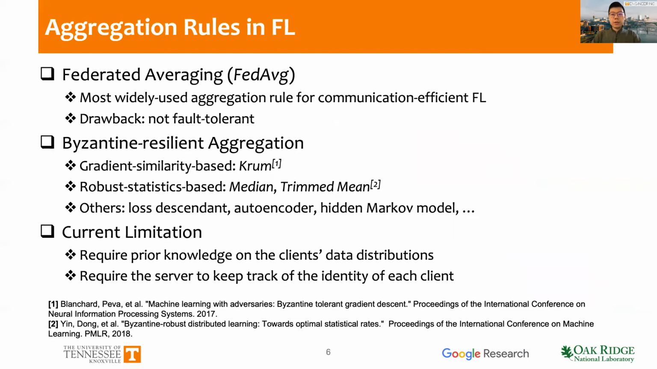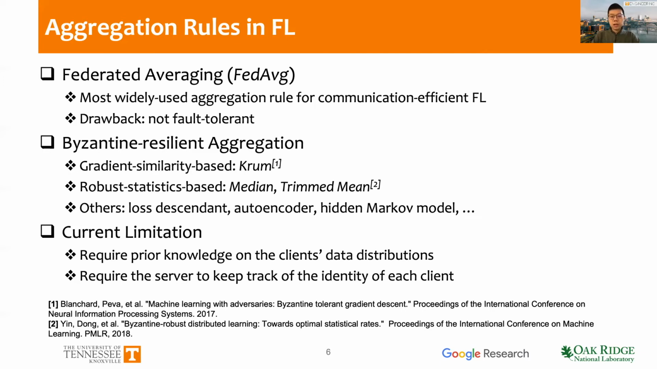Federated averaging is the most widely used aggregation rule for communication-efficient federated learning, which aggregates the clients' updates by computing a weighted average. However, federated averaging is not fault-tolerant, and even a single faulty or malicious client can prevent the global model from converging. To address this, several theoretical approaches based on gradient similarity or robust statistics, such as Krum, median, and trimmed mean, have been proposed to achieve Byzantine resilient learning. Although offering provable guarantees, in practice, these methods only provide a weak level of tolerance to attacks, and the resulting models could still be influenced by malicious clients.